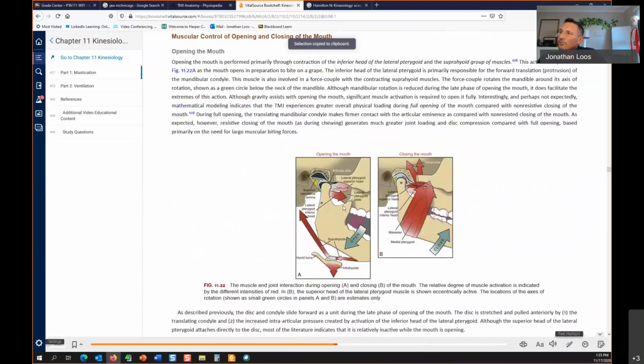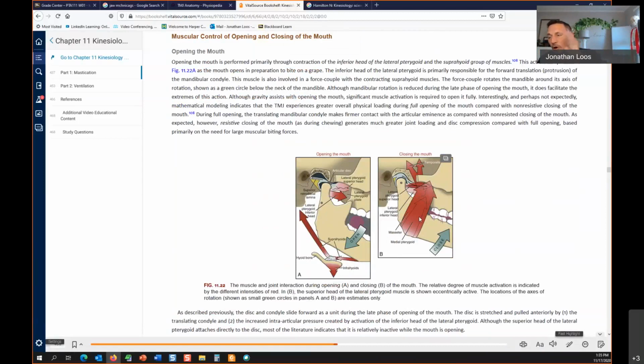You see these cartoon images looking at the opening. As the jaw opens up, you have the pterygoids pulling forward, creating that anterior translation. That's the lateral pterygoid that's actually pulling it forward. So the muscle's not so much opening as it is producing that anterior translation. And then for the closing aspect, you have the temporalis and the medial pterygoid.